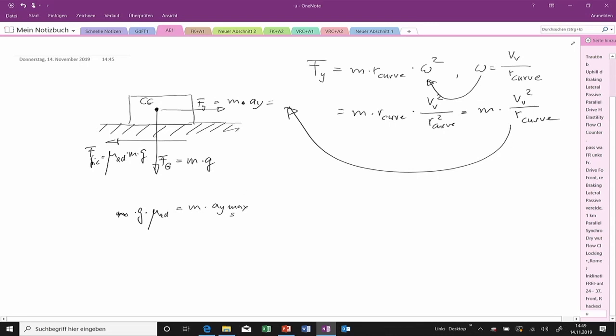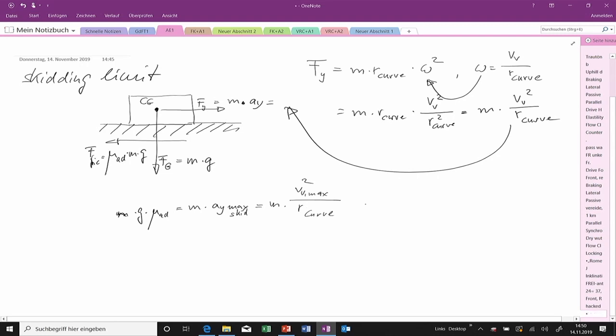I add here also skid, because now we are talking about skidding. So this is a skidding limit. The vehicle will start to skid if the centrifugal force exceeds the friction force which can be supported by the tire wheel road contact. And this is equal to mass times maximum vehicle speed squared divided by the radius of the curve.